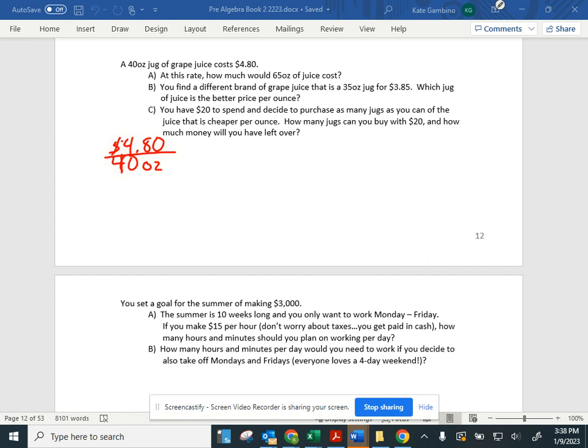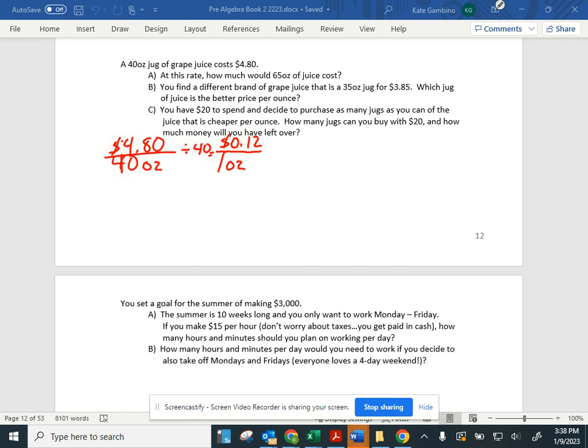It's not easy to go from 40 to 65, so you guessed it, we need to find the unit rate of how much 1 ounce of juice would cost. So I'm going to divide $4.80 by 40 because I want it to be 1 ounce on the bottom, and I get 12 cents. So it's 12 cents for 1 ounce of juice.